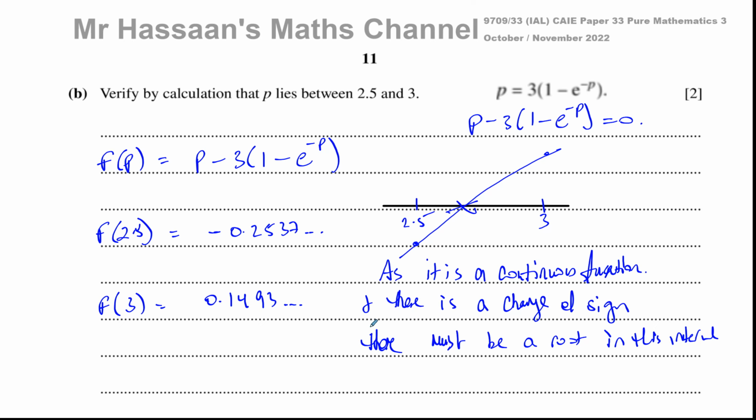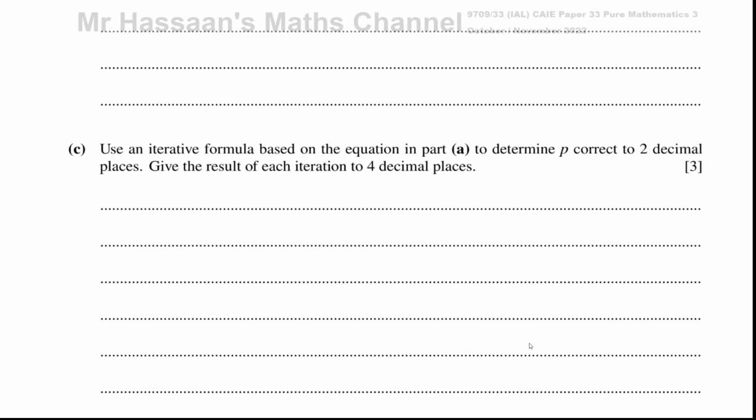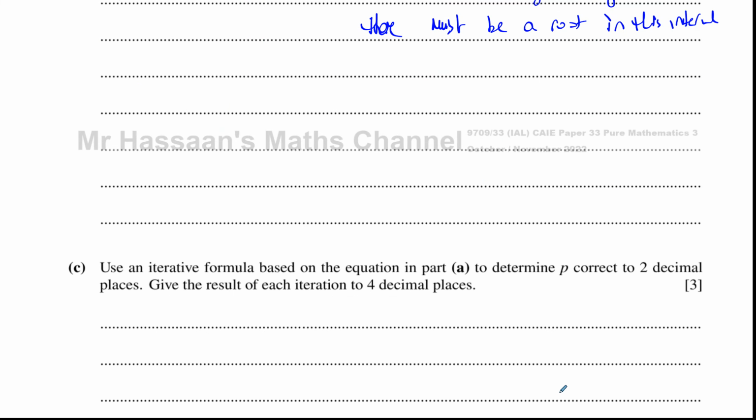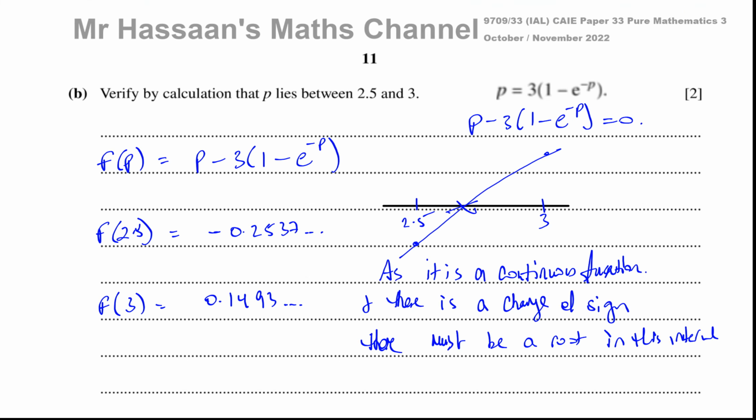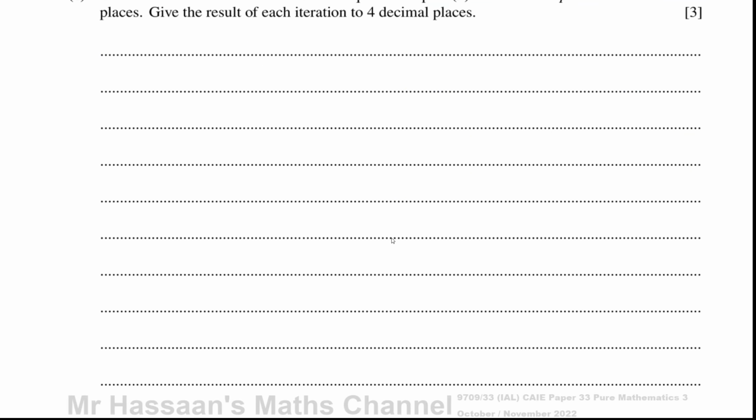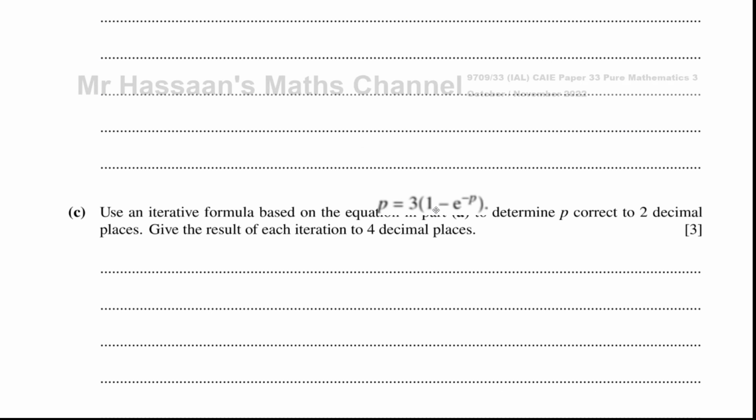Now for part C, it says use an iterative formula based on the equation in part A to determine p correct to 2 decimal places. Give the result of each iteration to 4 decimal places. So we need to use the same equation here. This is called the iterative formula. For the final part of this question, we have to use an iterative formula based on the equation in part A to determine p correct to 2 decimal places.